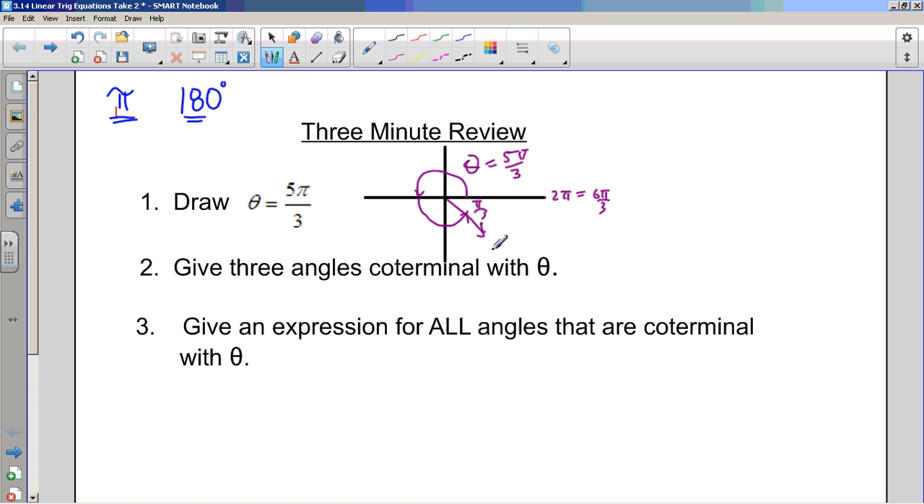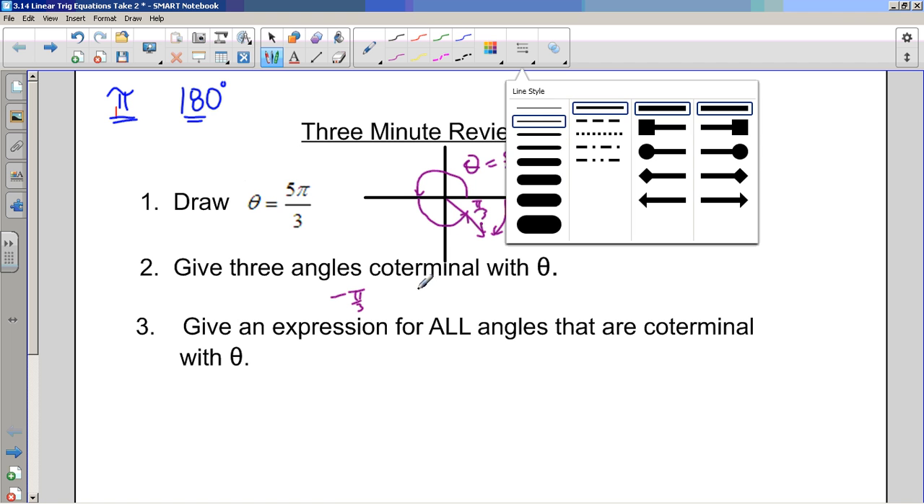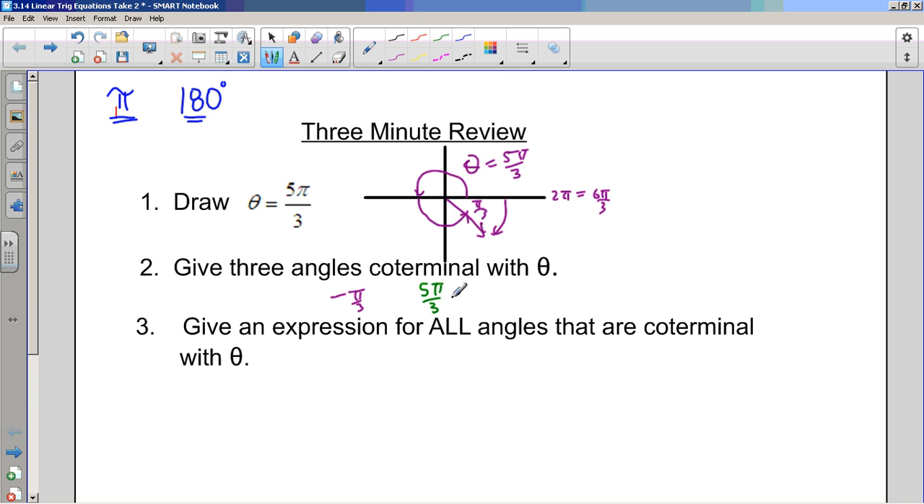And you give 3 angles coterminal with theta. Well, the first one might be the negative, you'd say, negative pi over 3. And then we know that it's the spin idea, right? 1 spin plus 5 pi over 3. Go once around plus 5 pi over 3. I'm actually going to erase that and go the other way, and write it as 5 pi over 3 plus a spin, which we could calculate, I suppose.